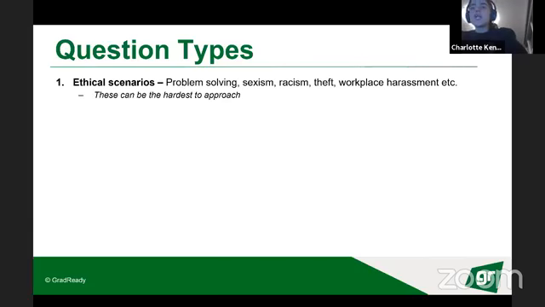So for ethical scenarios, these are going to cover a really wide range of things. They're not always going to be medical based. A lot of them are set contextually outside of the hospital, more in life situations. These can be quite hard to approach because a lot of the time they're overwhelming and there's not really a correct answer, but that's kind of the point.